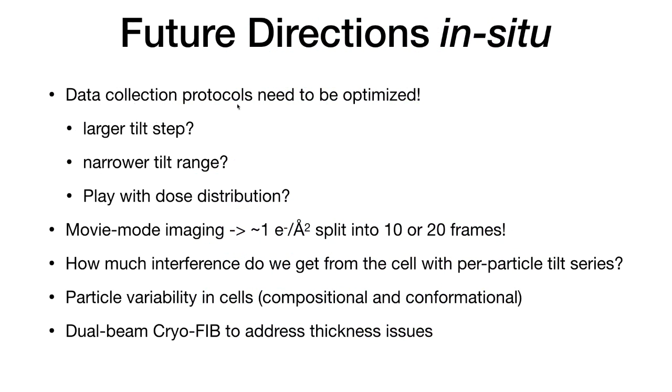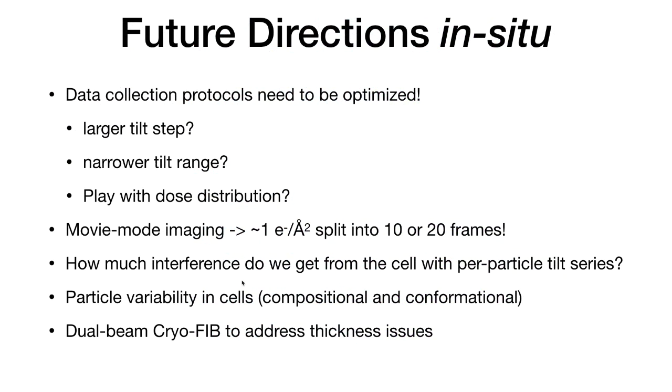So this is my first point here in the future: people who are collecting tomographic data right now are not necessarily collecting with optimal parameters to do high-resolution subtomogram averaging. The assumption for a lot of this data collection was always that, oh, well, we're never going to get better than 20 or 30 angstrom resolution anyway, so the parameters were selected with that in mind. So there are things the community needs to explore now: larger tilt steps, maybe using narrower tilt ranges, playing with how the dose is distributed among the different tilts. There isn't necessarily a right answer at this point in time, but there are things the community needs to look at.